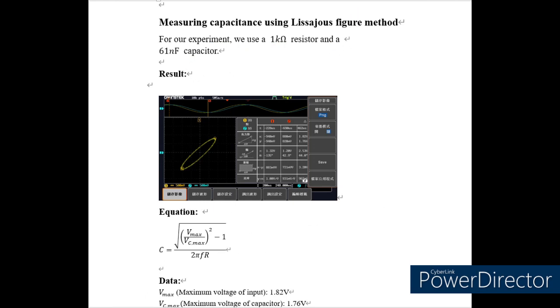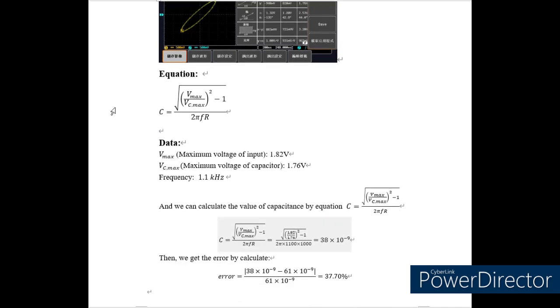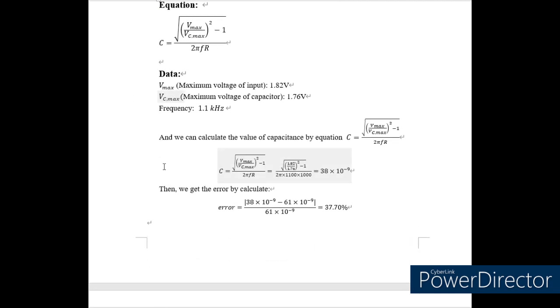And for the next experiment, we are going to use the experiment mode to observe the Lissajous figure method. And these are the equations. And this is the data. And from the equation, we can get that our capacitance is about 38 nanofarad. And using a 61 nanofarad capacitor, our error is about 37.7%.